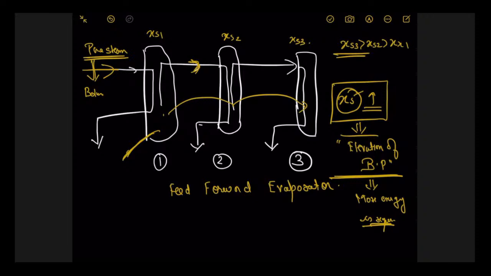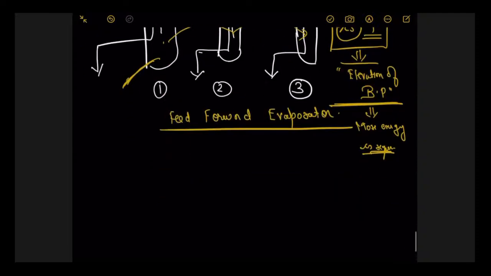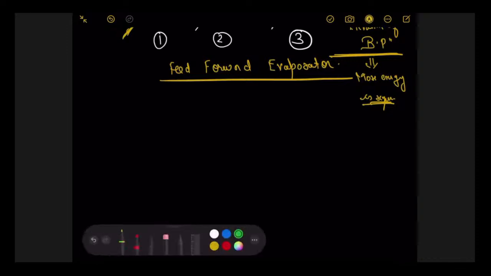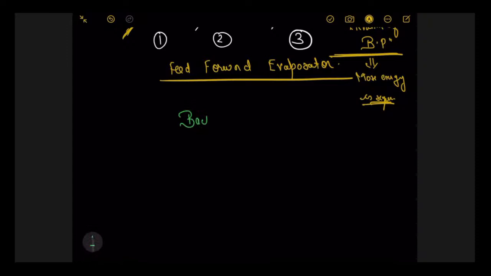Because an evaporator is not a 100% efficient system, some solid impurities may go with the steam, and that leads to a decrease in the quality of the steam. But according to theory, what we want is pure steam at the last evaporator, and at the last evaporator we are getting impure steam. So this is the feed forward evaporator. To sort out this problem, what do we do? We use the backward feed evaporator.